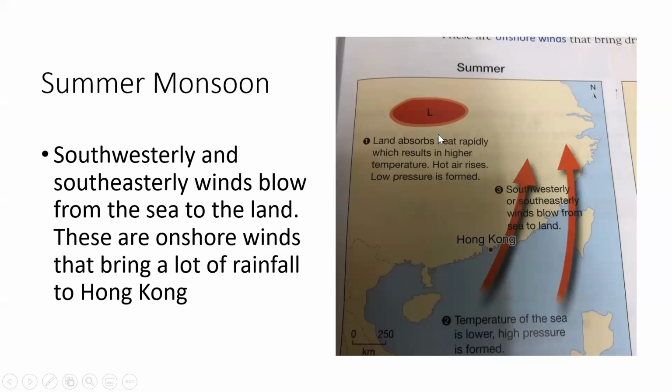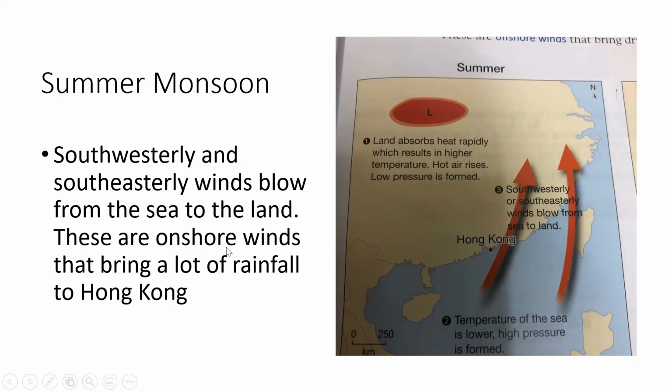Since land absorbs heat quickly, it's very hot. Low pressure is formed here. And then the temperature of sea is lower. Why? Because the sea absorbs heat more slowly. 點解海洋個溫度會低啊？因為海吸收熱比較慢嘅。It is cooler, so high pressure is formed. And then from high to low. So that's why the wind comes from the ocean.